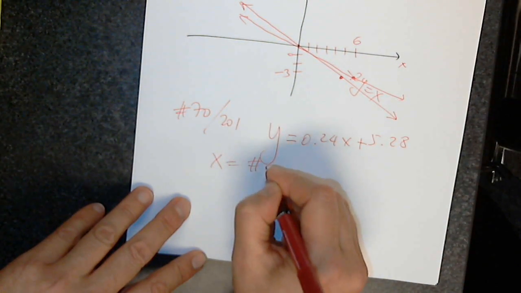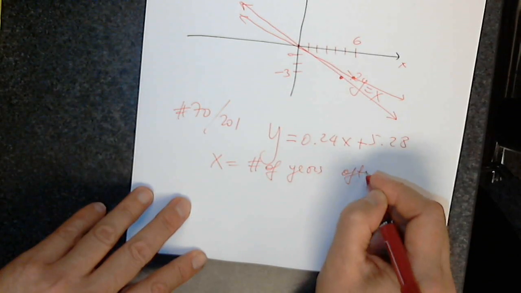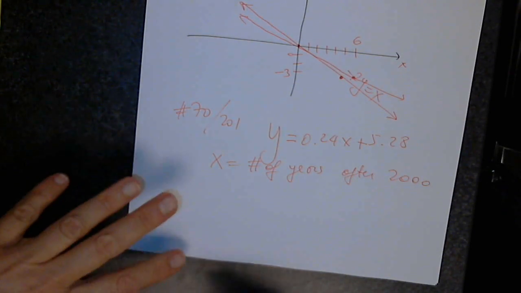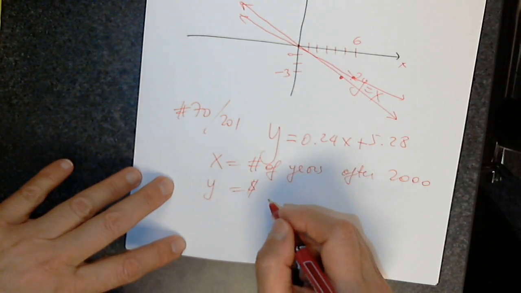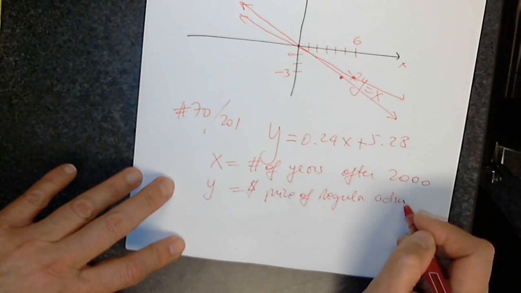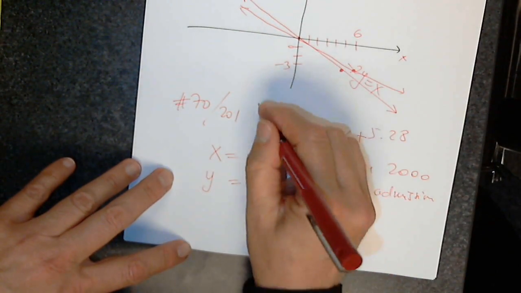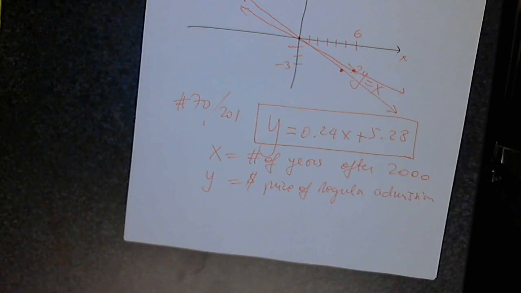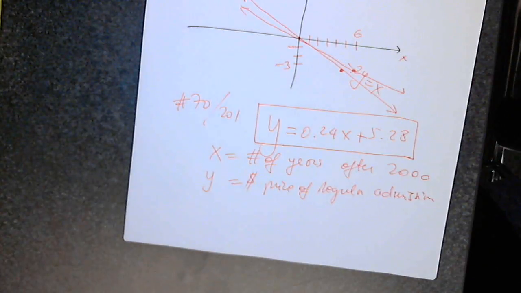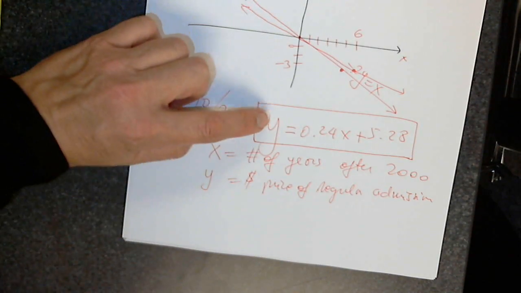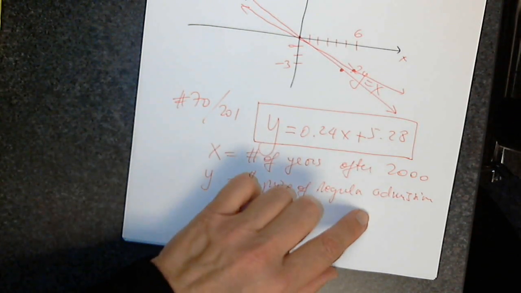x is the number of years after 2000, and y is the price of regular admission in dollars. So is y going to equal 5.28? This is the equation of a line, 0.24x plus 5.28, where x represents the number of years after 2000, and y is the price for regular admission.